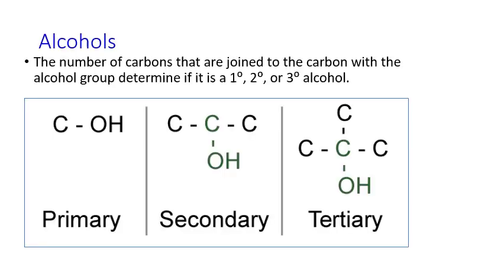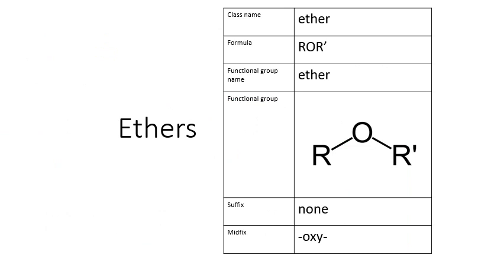So the number of carbons that are joined to the carbon, just like in haloalkanes, determine whether it's a primary, secondary, or tertiary alcohol. So it's a primary, so that can be either an H or a carbon. That's fine, that's primary, just like in the previous example with haloalkanes. If the carbon bonded to the OH has 2 carbons next to it, it's known as a secondary, and if it has 3 carbons next to it, it's known as a tertiary alcohol. 1, 2, 3, primary.